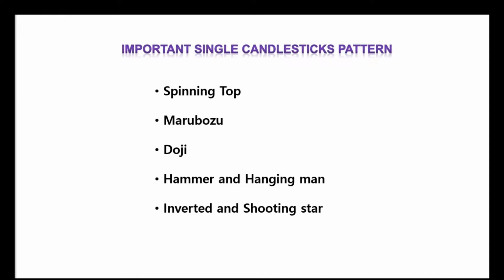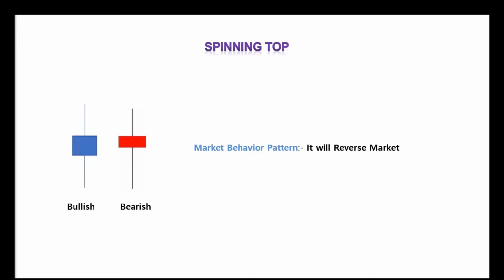So we have spinning top, Marubozu, doji, hammer or hanging man, which are both the same, and inverted hammer and shooting star, the same and opposite version of the hammer and hanging man. Going one by one, we'll start from the spinning top. A spinning top is a candlestick pattern formed by a small rectangular body, but the wicks, bullish or bearish, will be the same distance on both sides. This candlestick is found very rarely in the market, and it has a tendency to reverse the market trend for the short term.